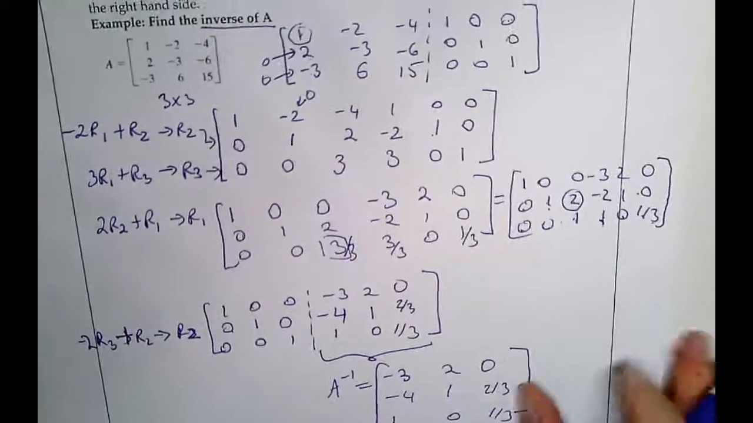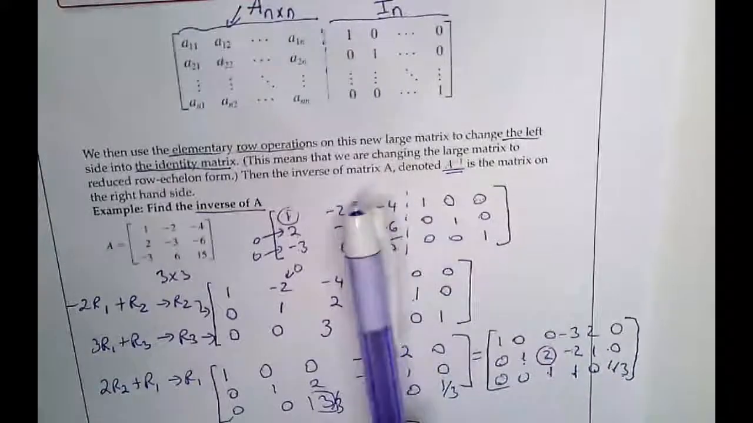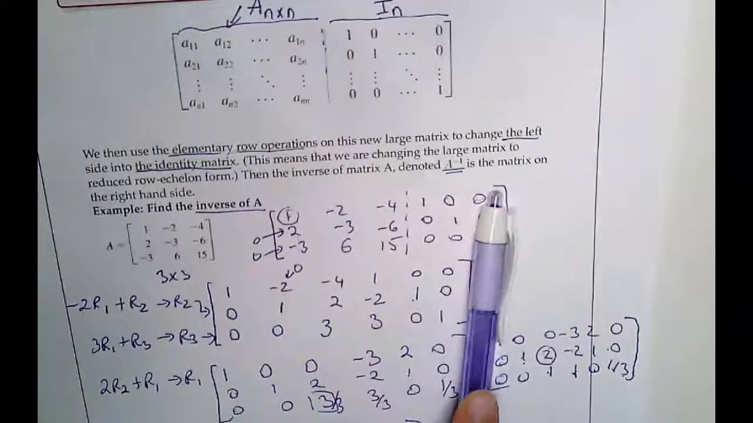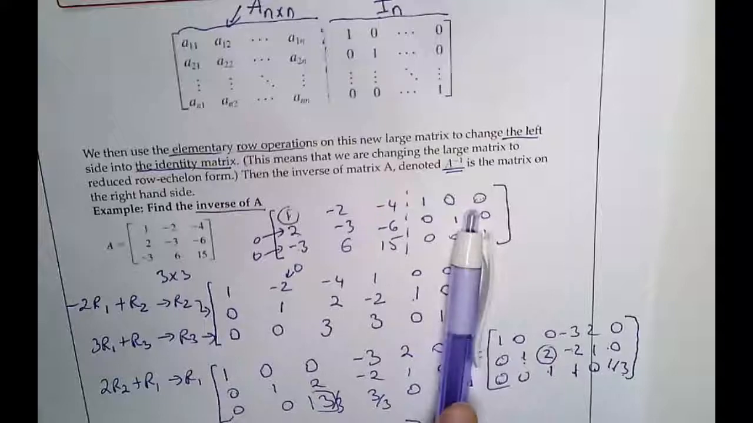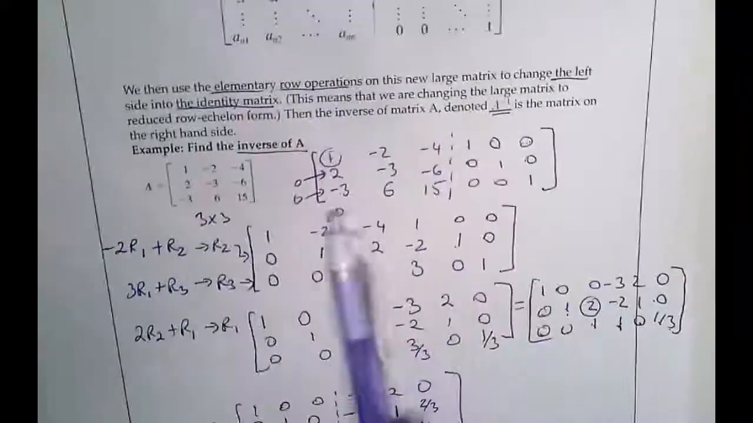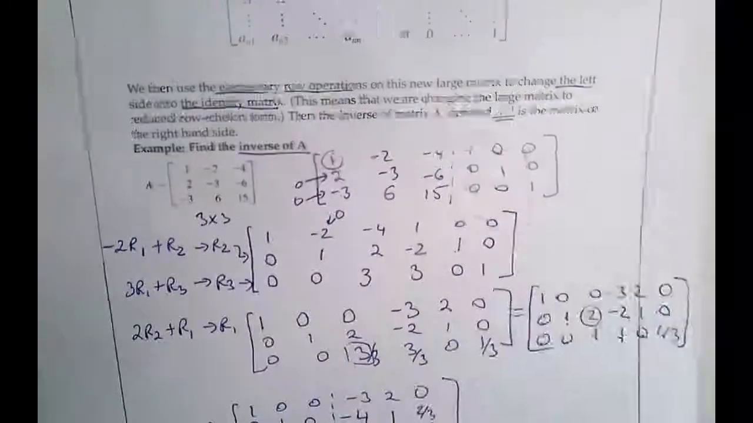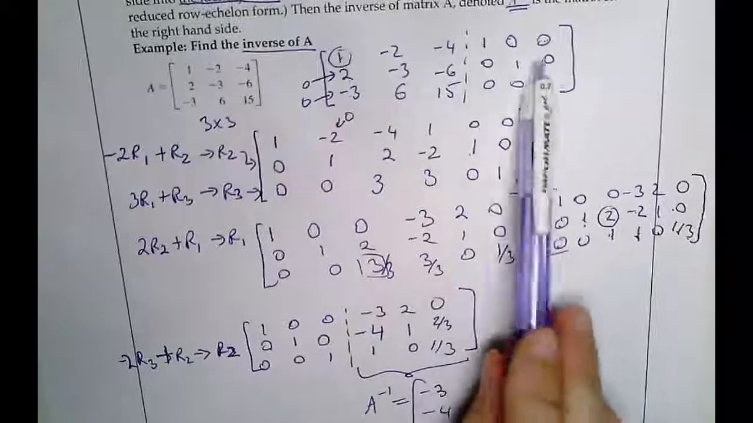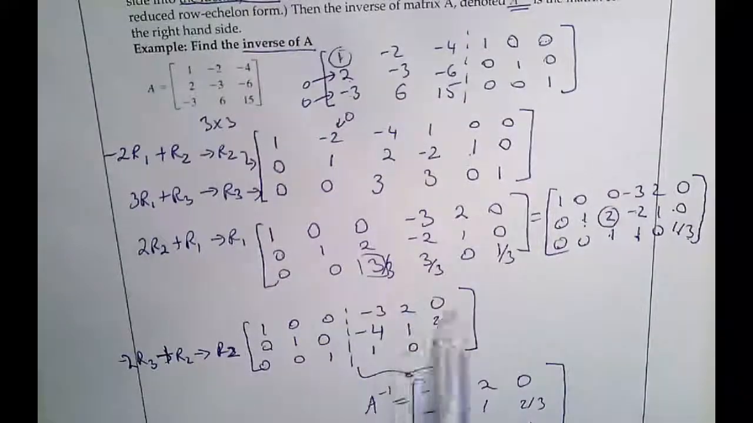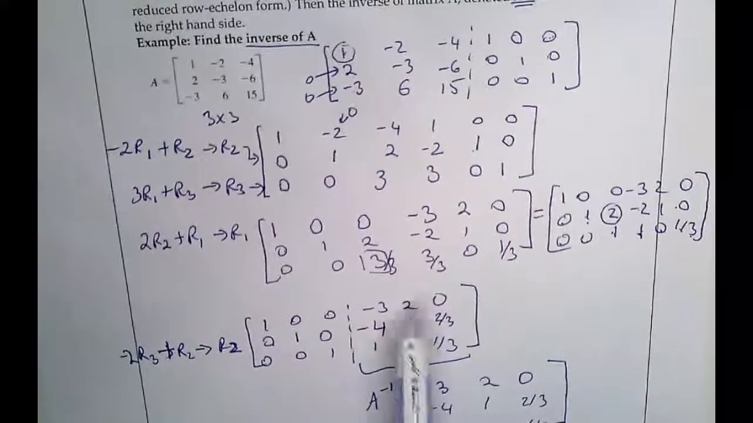We found the inverse. So the steps are: write down the matrix and beside it write the identity matrix, and then perform row operations until they switch places. The identity is in here and then you have another matrix in here. And that other matrix right there is your inverse.